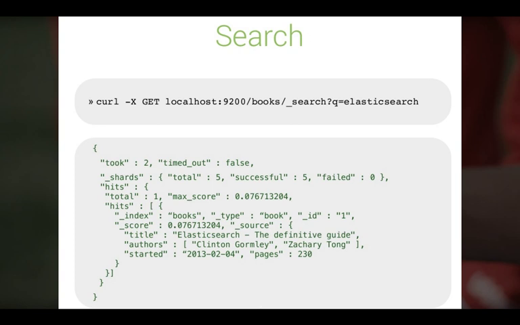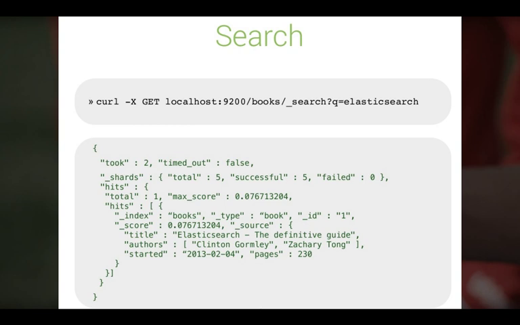An index is divided into multiple parts which are stored in shards. Shards are of two types. One is the master shard or the primary shard, another is the replica. So for this book index, you can see we have a total of 5 shards and all are running successfully.